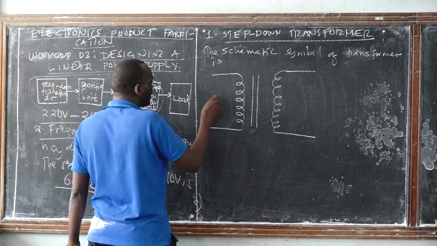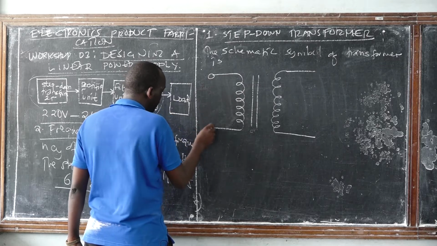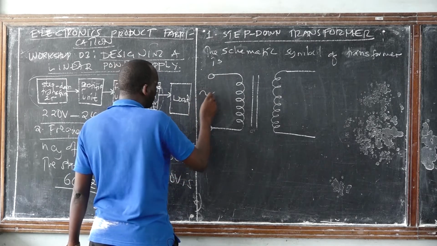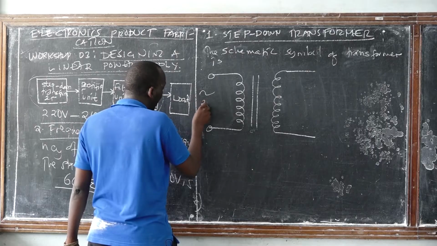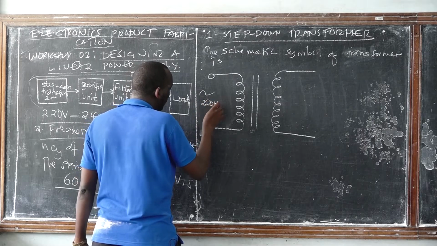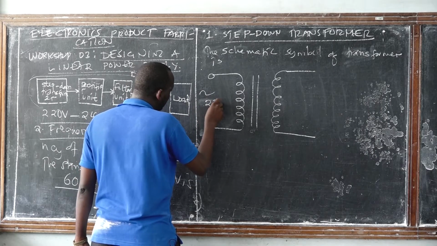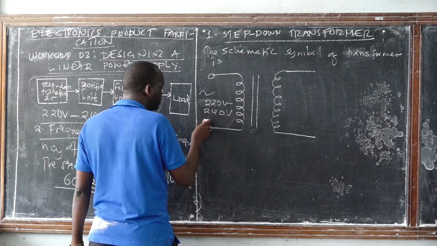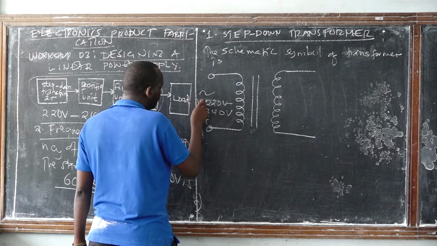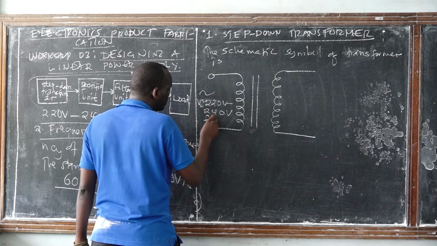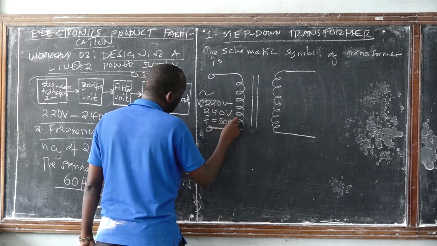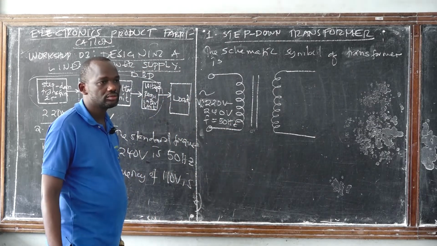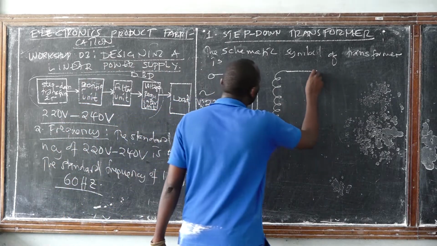So this is the primary coil. What are we supplying? We are supplying a sinusoidal signal. What is its voltage? 220, actually we can take 220 volt to 240 volt. This is V in. The frequency is equal to 50 hertz. Then we expect it to have an output.